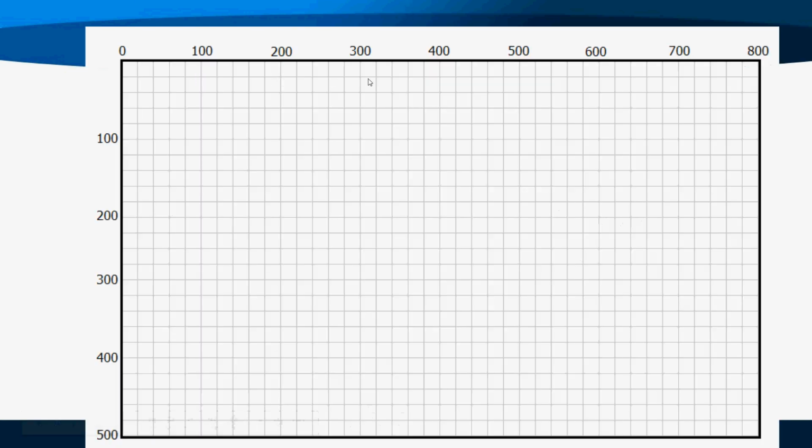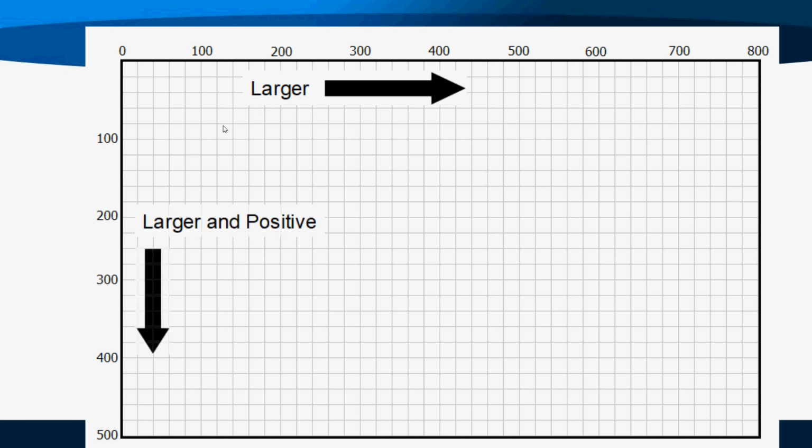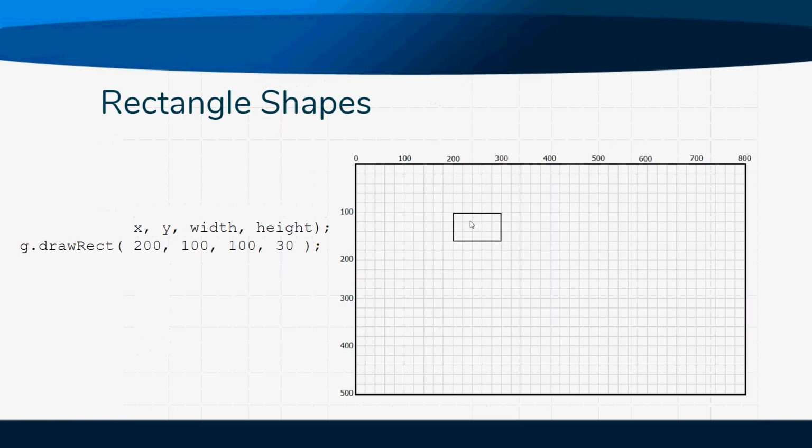So we still have the x-axis, and numbers get larger as you go this way, just like in a math grid. But then we have the y-axis, where the numbers get larger and they're all positive going down instead of having negative numbers down there. If you have negative numbers, they're over here and not showing on the screen. Also, if you go beyond the width of your window, it will not show up on the screen either. So that's the coordinates for Java.